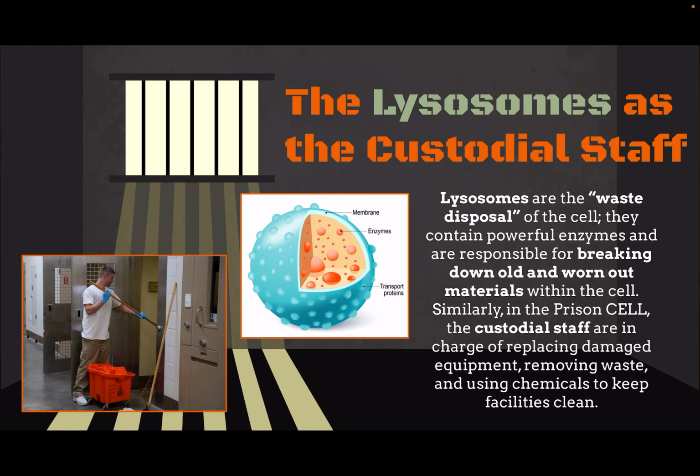So now we're moving on to the lysosomes as the custodial staff. Lysosomes are the waste disposal of the cell, meaning that they contain powerful enzymes and are responsible for breaking down old and worn-out materials and replacing them. Similarly, in the prison cell, the custodial staff are in charge of replacing damaged equipment, moving waste, and using chemicals to keep the facilities generally clean.